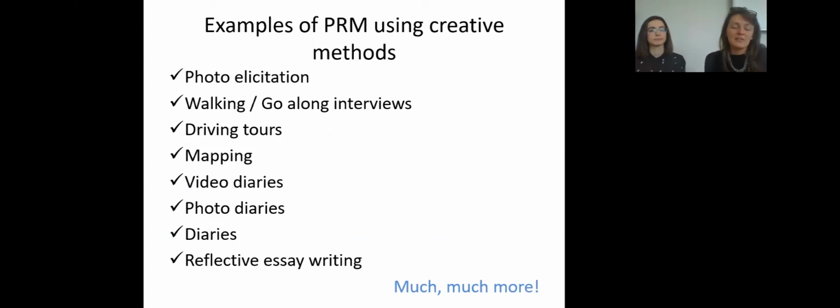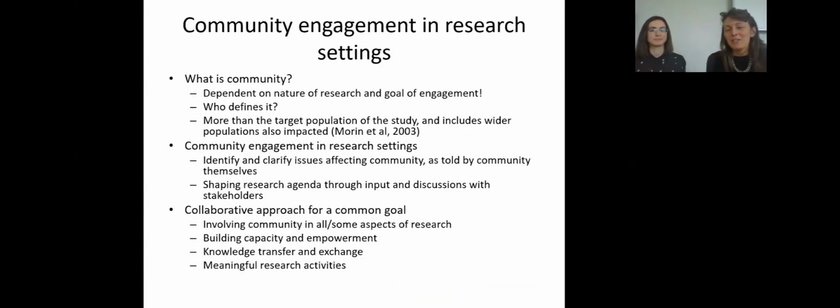So just to give you some examples of participatory research methods that have used creative methods, some of which I'll be discussing later on and some of which we unfortunately won't have time for: photo elicitation, walk-in and go-along interviews, driving tours and mapping. Me and Jo will be speaking about those in the second part of this session. But also video diaries, photo diaries, diaries per se, and reflective essay writing, which is a really nice tool, so I do encourage you to have a little read about that in your own time. Okay, I'm going to pass back over to Jo now.